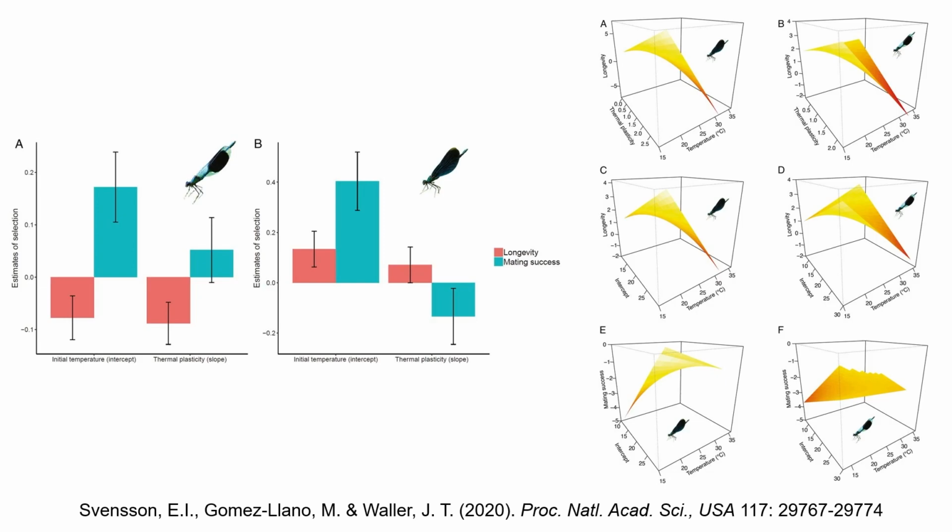And then in mating success, at least for virgo, it appears to be the other way around. Mating success increases with the intercept and with temperature.